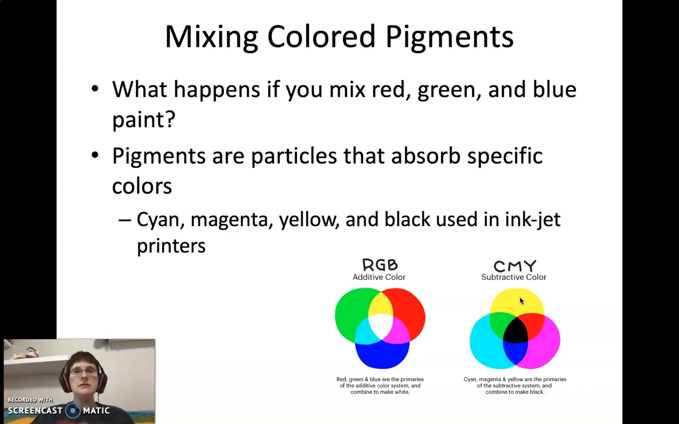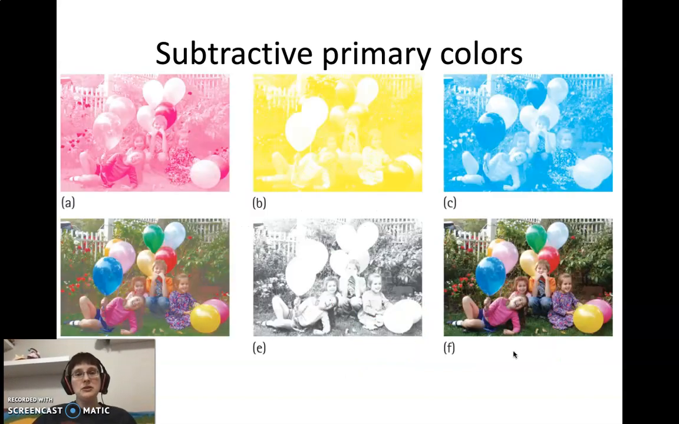Well, with pigments, we can take yellow, cyan, and magenta and use their absorption properties, mixing them together to make the primary colors. So we can take cyan and magenta. When we mix those together, they're going to make blue because those two pigments interacting with each other are actually going to interact with the light that's hitting them and reflect blue back to us. So let's take a look at what this looks like, for example, when we make a picture.